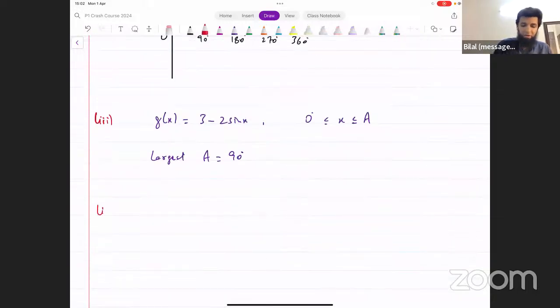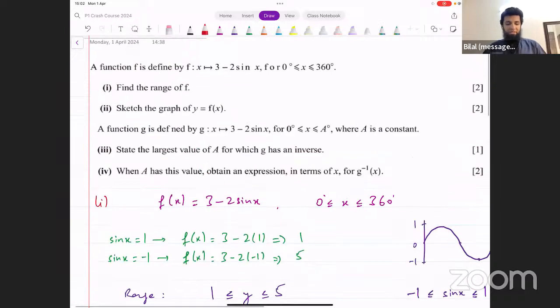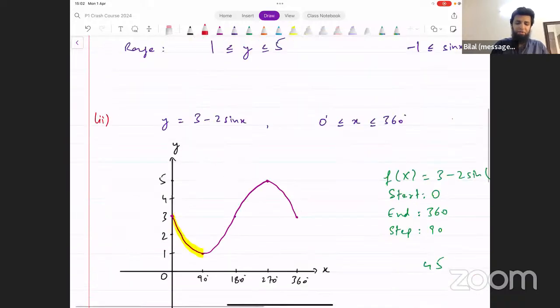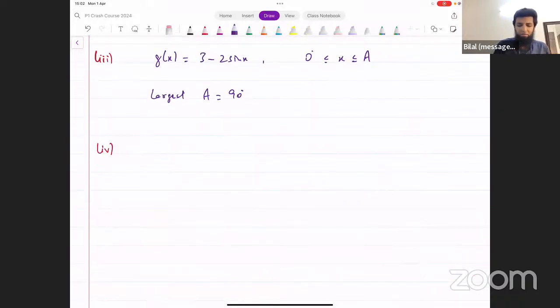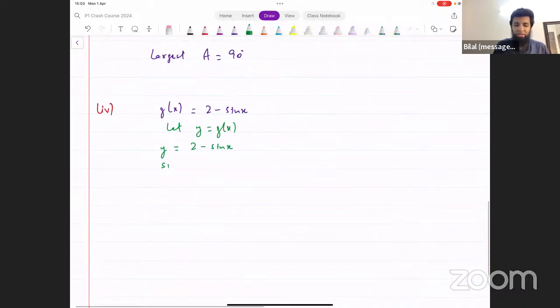All right, let's look at part 4 now. Part 4 says, when a has this value, obtain an expression in terms of x for g inverse of x. Now we need to find the inverse of this function. We have g of x, we need to find the inverse of that. There's nothing complicated about this. We just apply our standard method. Let g of x equal y. So replace g of x with y, and that will give you y equals 2 minus sine x. Now make x the subject, and that gives you sine x equals 2 minus y.